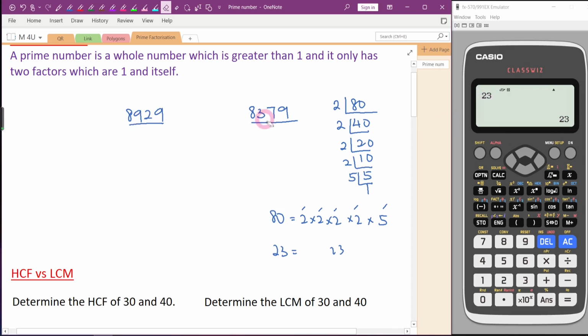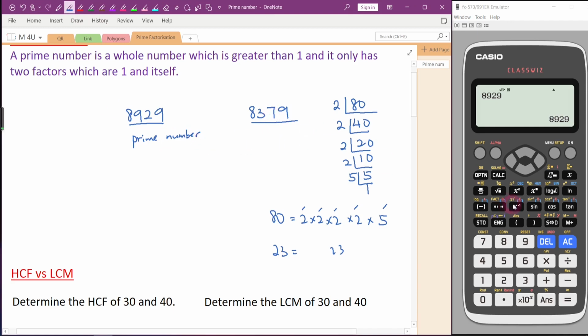Okay, now let's test these two. This is quite a big number, right? If you want to do prime factorization, it actually takes time. Now 8, 9, 2, 9, press equal, shift, factorize. So we are using our calculator to help us do the prime factorization. You will notice that this number doesn't change, right? Let me show it again. 8, 9, 2, 9, press equal, shift. It doesn't change. Then we can make a conclusion that yes, this is a prime number.